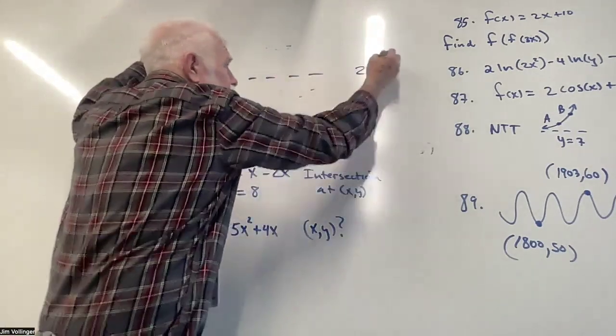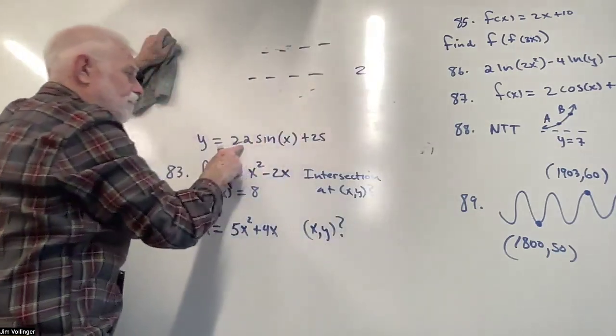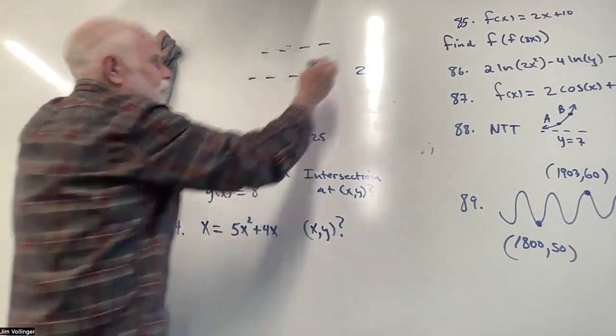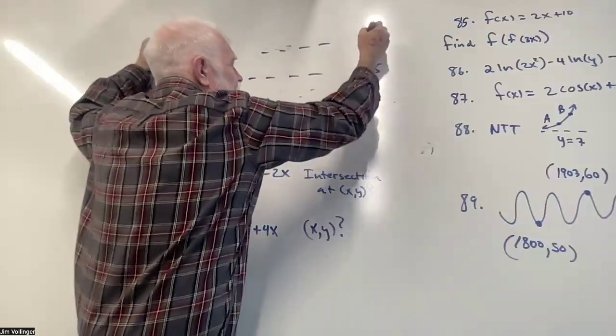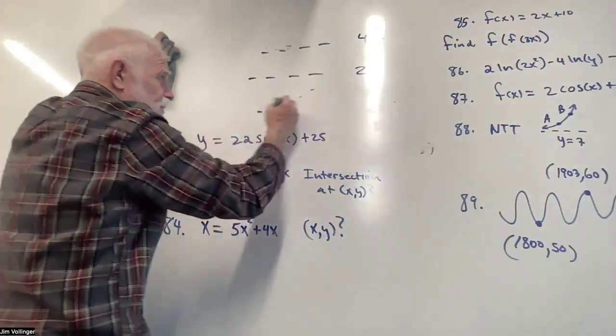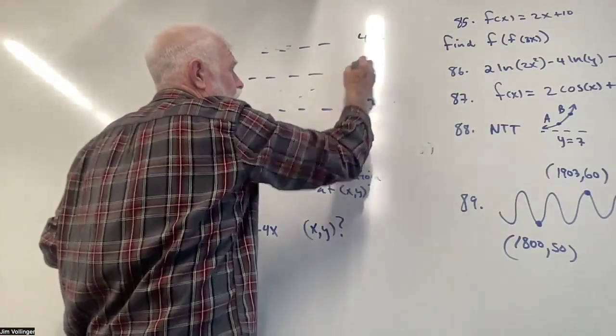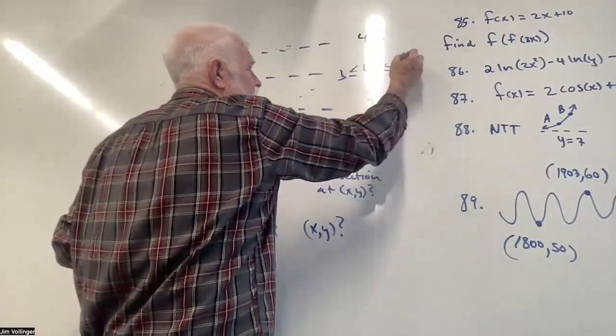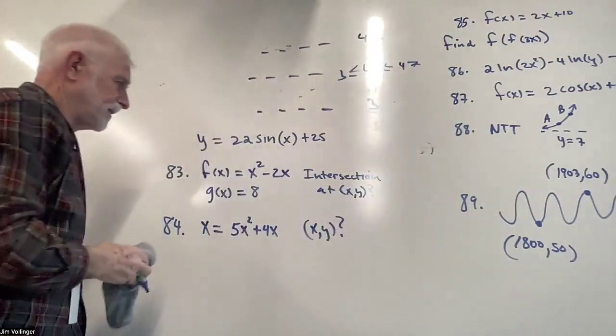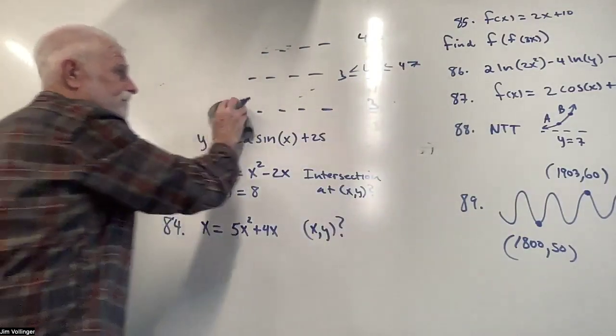25, that's the midline. All right, we're going up 22 units. So 22 and 25, 47. We're going down 22 units, so that's 3. So the range is y values that are greater than or equal to 3, less than or equal to 47. So that's done. Point of intersection.